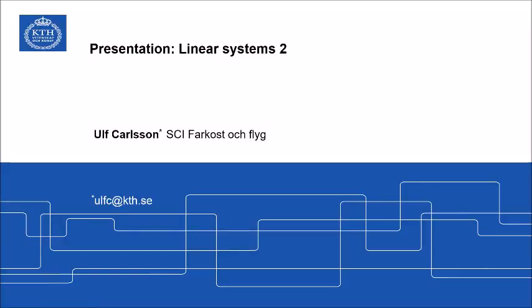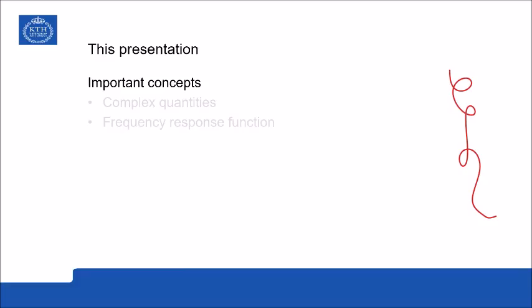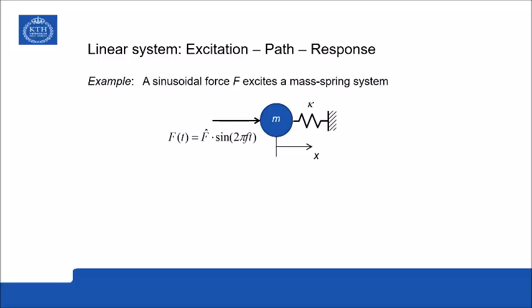In this second presentation on linear systems, we will introduce two important concepts. First of all, the concept of complex quantities, which turns out to be very useful when we deal with linear systems. And secondly, the concept of frequency response function, that is, as will be shown later on, used to describe the path between an excitation and the response. And we will use a simple example to illustrate these concepts.